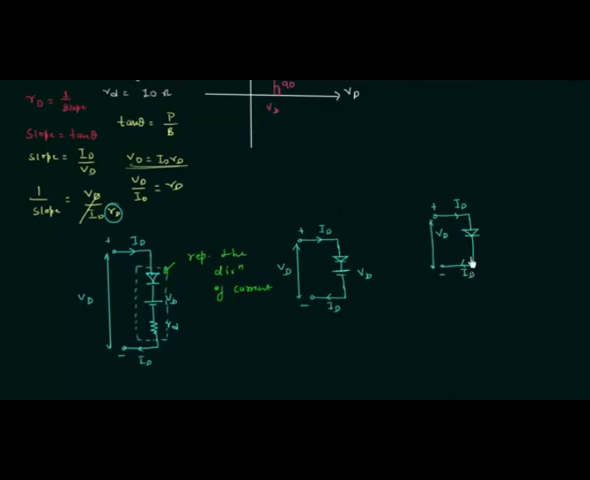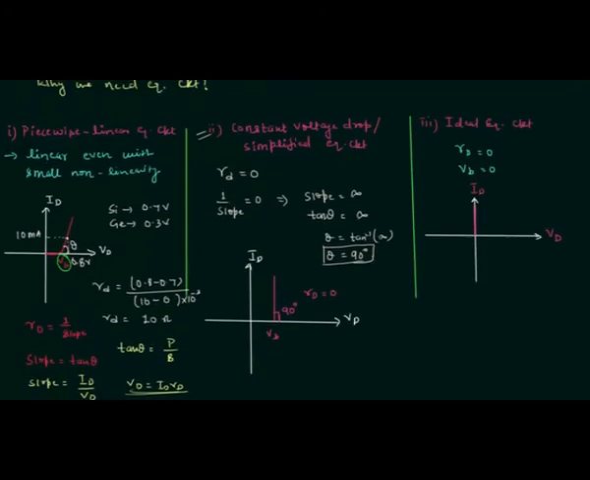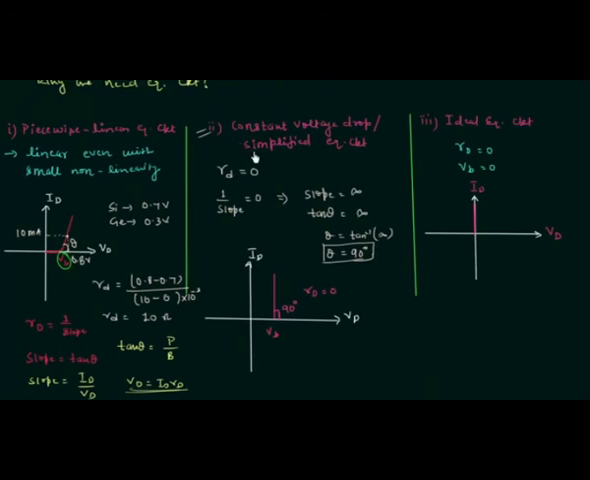And if we compare the three models, we will find in the first model, in the piecewise linear model, we have barrier potential VB, we have diode resistance RD, but in second model, the constant voltage drop model, the diode resistance RD is equal to 0, so we only have the barrier potential. And in the last model, the ideal model, both barrier potential and diode resistance are equal to 0. So this is all for the three models, and if we compare them, then we will find the constant voltage drop model is mostly used. This model is mostly used. When you solve numerical problem, you have to use this model.